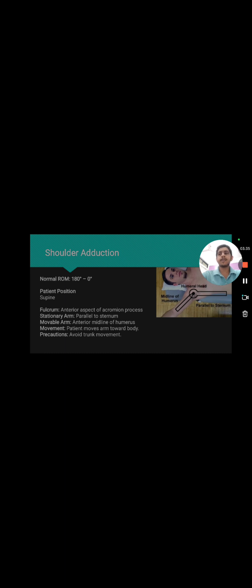The stationary arm is parallel to the sternum. The movable arm is the anterior midline of the humerus. For the movement, we need to command the patient to move their arm towards the body. We need to take the precaution of avoiding trunk movement.